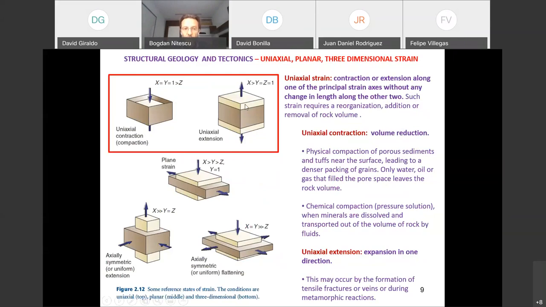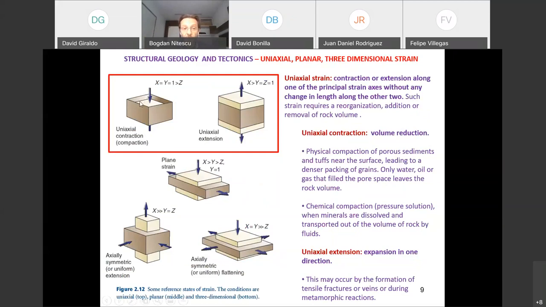Look only at these two. You see the three principal axes, X, Y, and Z. So what it tells you here is uniaxial strain. It says contraction or extension along one of the principal strain axes, only along one, and there is no change in the other two. So you can imagine what happens here.